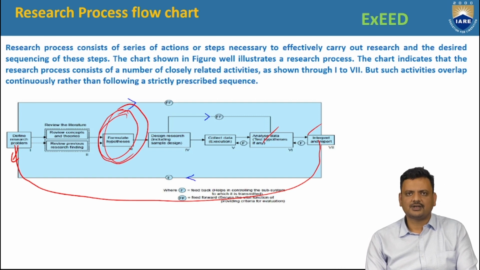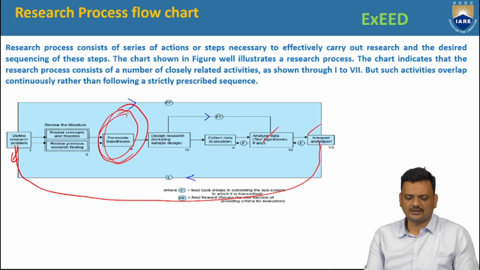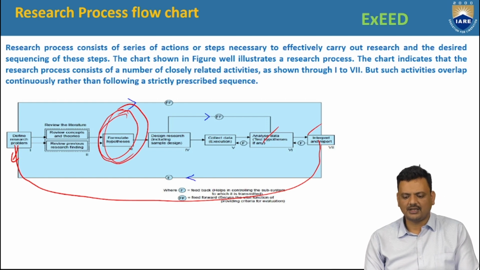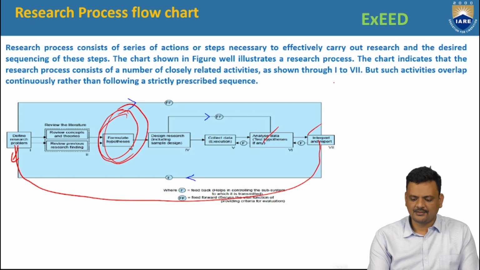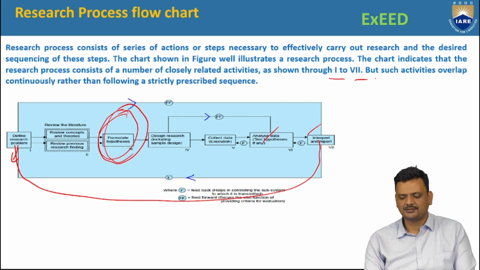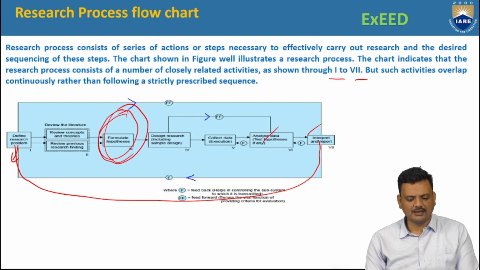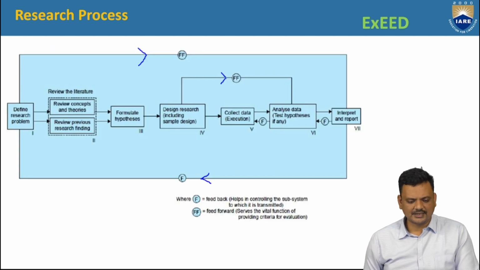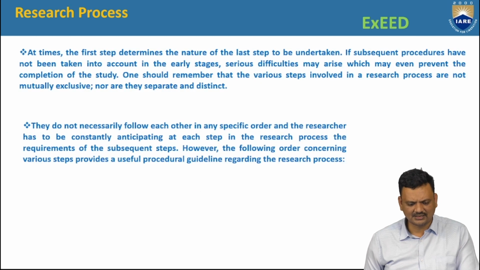Okay, so the research process consists of a series of actions or steps necessary to effectively carry out research, and the desired sequencing of these steps. The chart shown in the figure will illustrate a research process. The chart indicates that the research process consists of a number of closely related activities, numbered first to seventh. But such activities overlap continuously rather than following a strictly prescribed sequence. The same figure is here.